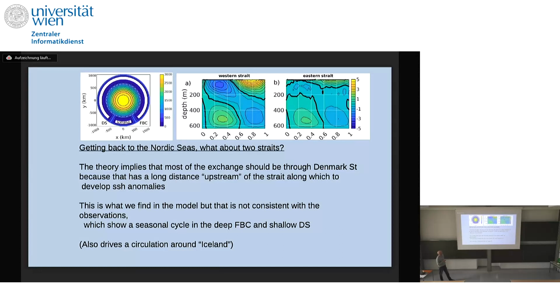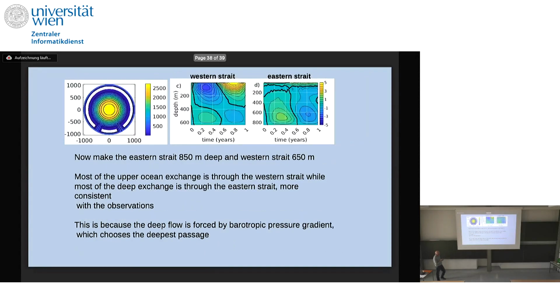There's also a circulation driven around Iceland, which is why these are not symmetric, but I'm not going to talk about that. Okay, so what happens now? In the real world, Faroe Bank Channel is deeper than Denmark Strait. So now I'm doing this again, and now I made this 850 meters. This is still 650 meters, and these are the same two diagnostics.